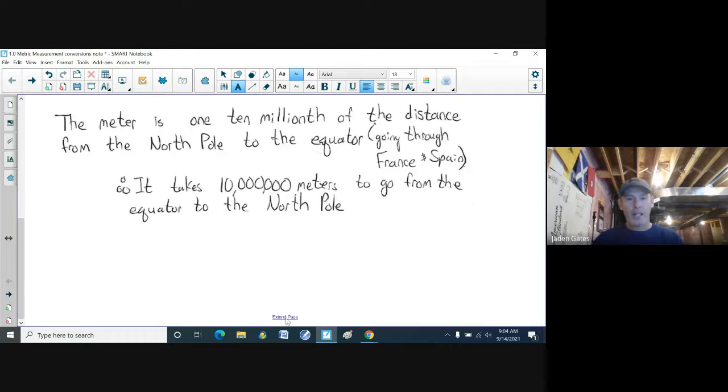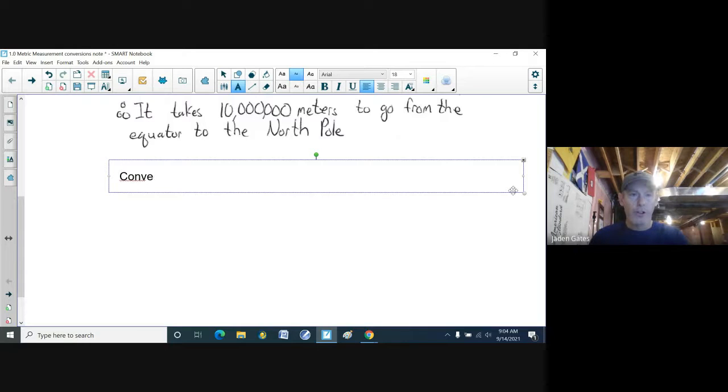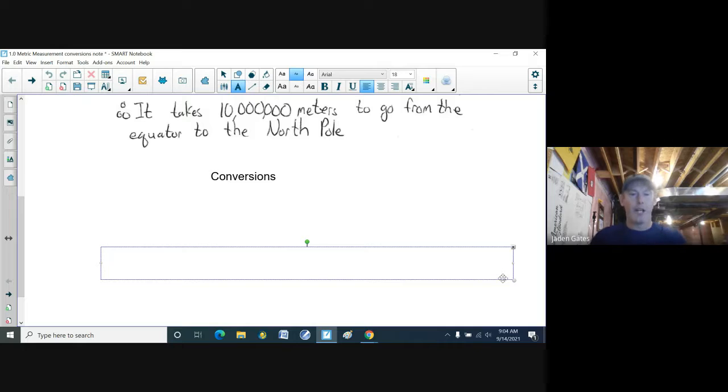Now, what we're going to look at today is conversions. First off, we're going to do some conversions, and what you have to know is some typical metric units. The smallest one that is applicable in real life is millimeters. There are measurements much smaller than a millimeter, but the millimeter is the smallest measurement that we'll actually use in our lives.